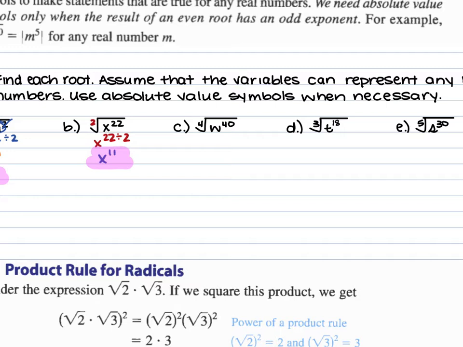For example C, we have the fourth root of w to the 40th power. So that root and that power are going to divide. So we're going to have w to the 40th power divided by 4. So the powers are going to divide. 40 divided by 4 is 10, so that's just w to the 10th power.